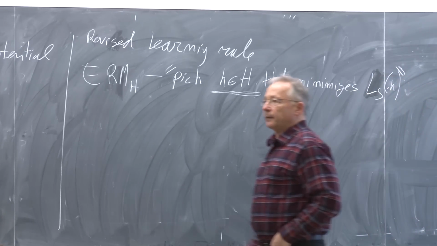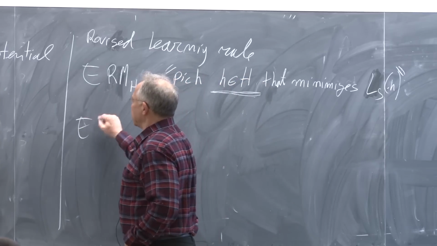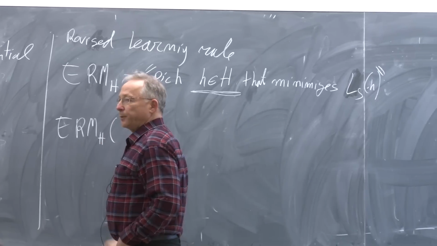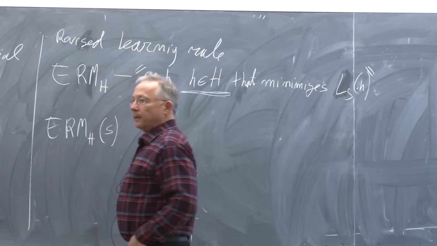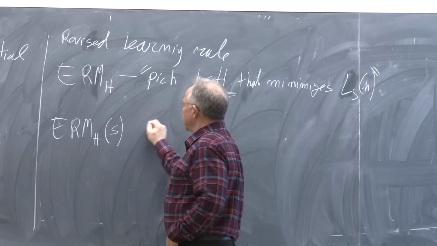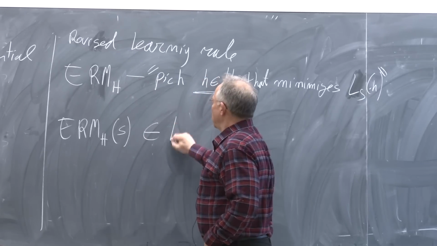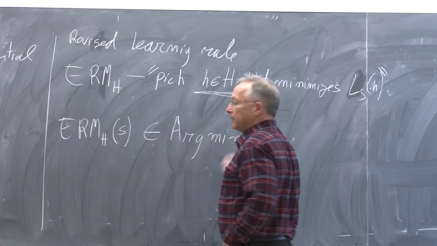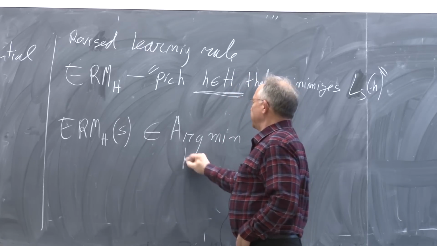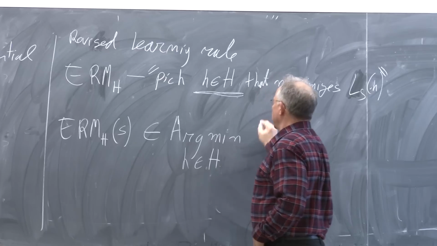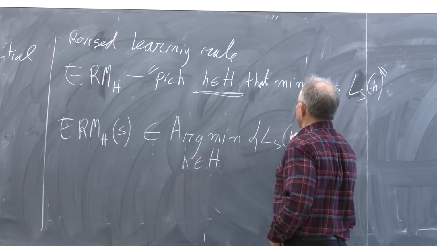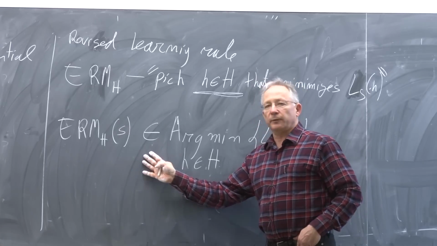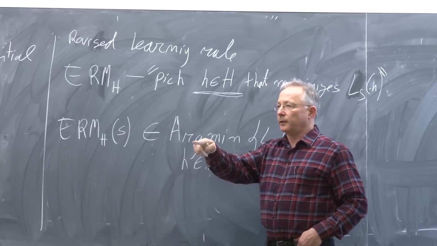Or formally, I can write it as, I'll answer the question just in a second. So ERM_H of some sample S is going to be a hypothesis that belongs to argmin over all h in H of L_S(h). So I will explain this notation, and you had a question?